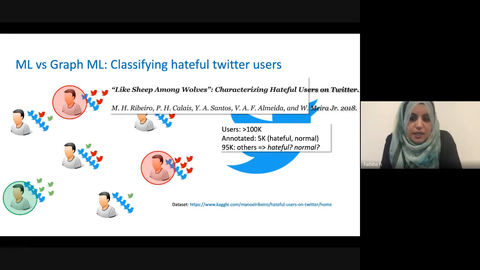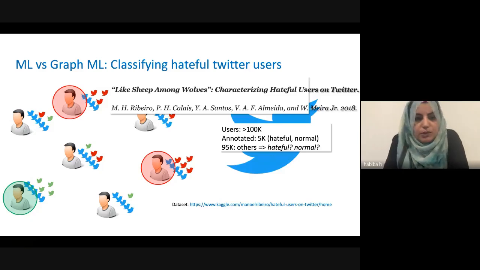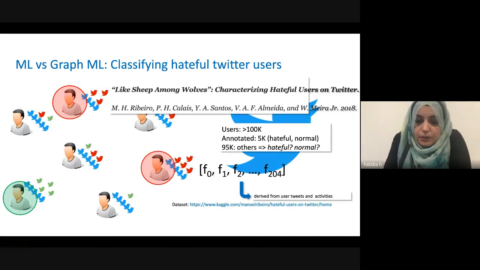The question here is whether we can use machine learning to automate this process of labeling these individuals, given what we know about these 5K users. And this is a classic semi-supervised learning problem. Now, the features associated with these individuals are derived from their tweets and their activities, and this is, I think, from the paper above, if I remember correctly. They were using about 205 features that were extracted by doing some natural language processing over the text of the individual tweets of these individuals.